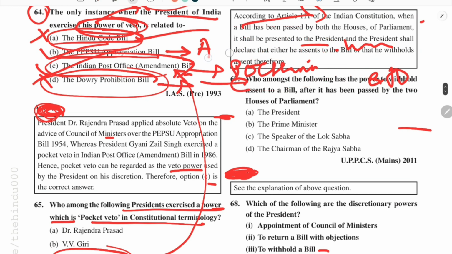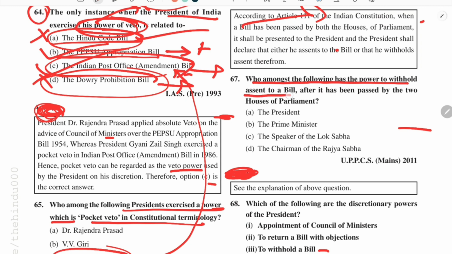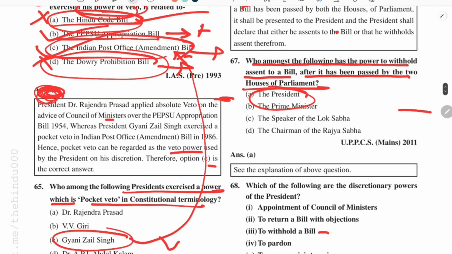Coming to the next question, who amongst the following has the power to withhold assent to a bill after it has been passed by both houses of the parliament? So this power has been given to the president. I told you about the process of the veto. Who uses this veto? Veto is a power especially designed for the president.